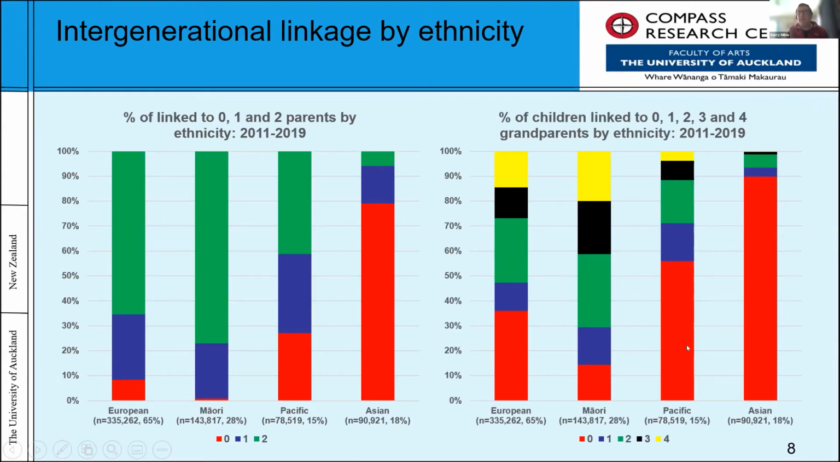And that flows through when you try and track back 2 generations as well, where, for instance, for the Māori population, you can find a decent number of grandparents who are also born in New Zealand. 20% you can find all 4, 40% you can find at least 3, etc. But for Asian children, less than 10% where you can find even 1.